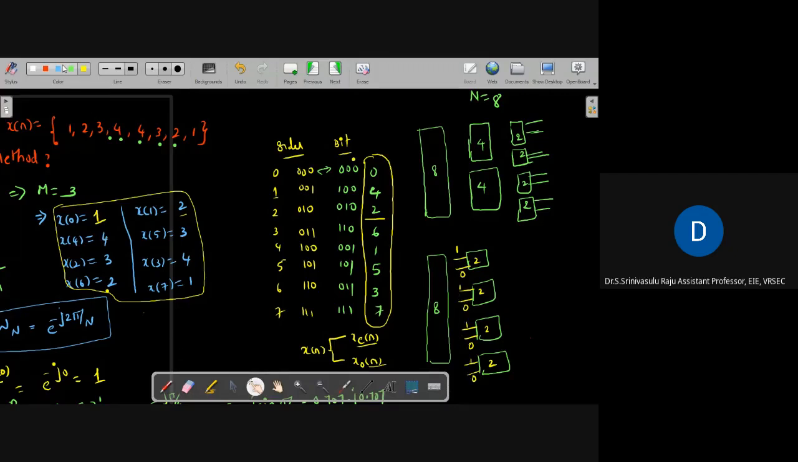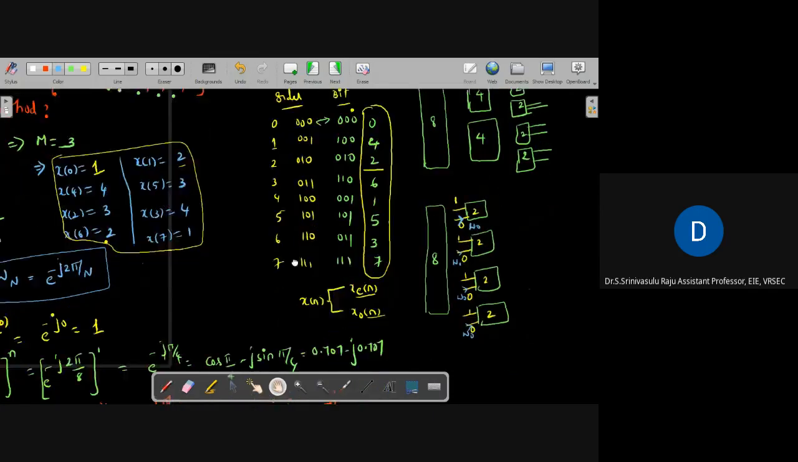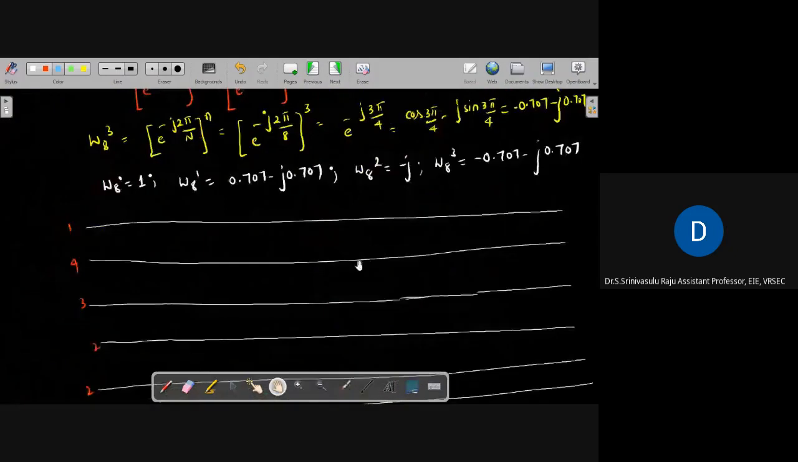Now why are we segregating into odd? Because the weighting factor should be multiplied here. Always remember that the weighting factor should be multiplied with the odd sequence. So W0 here, and here also W0. Here we are multiplying W0, and here we are multiplying W0. So we will do that now. So we segregated into 8 lines.